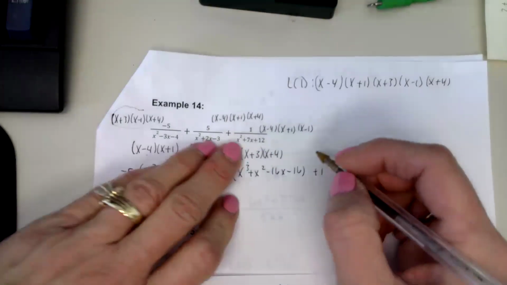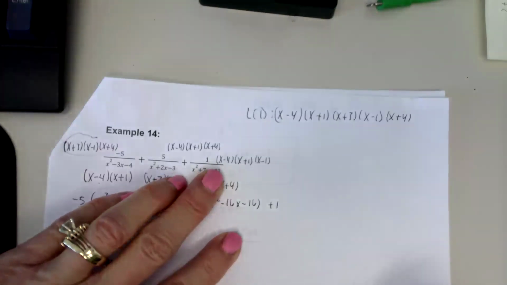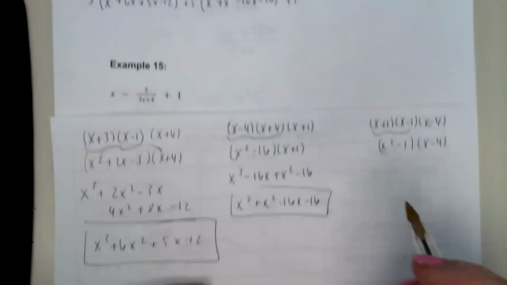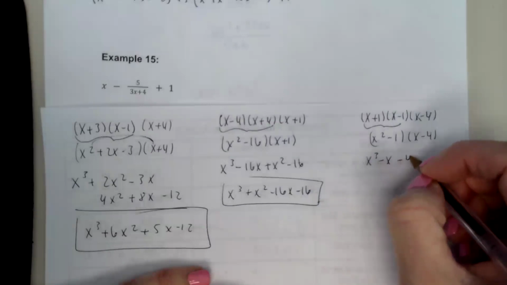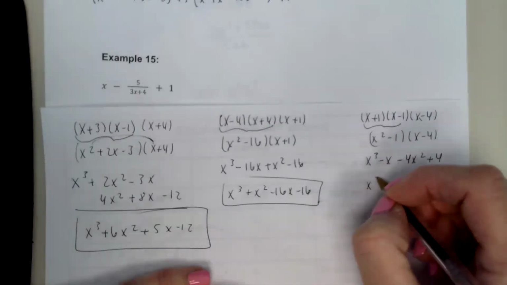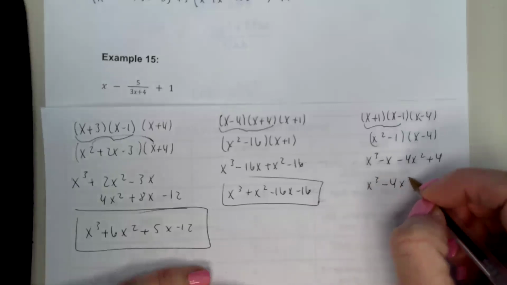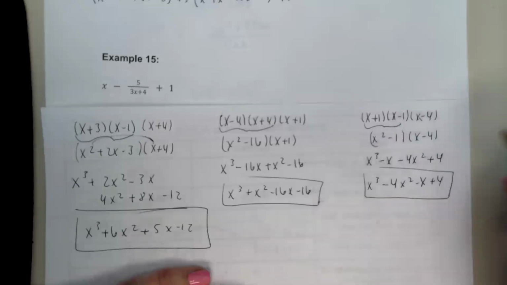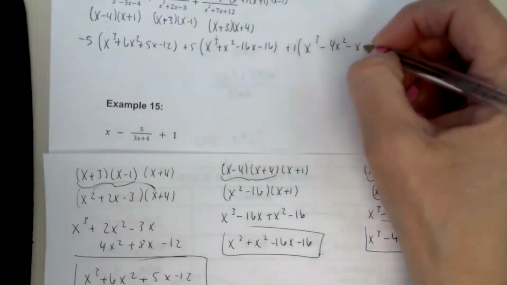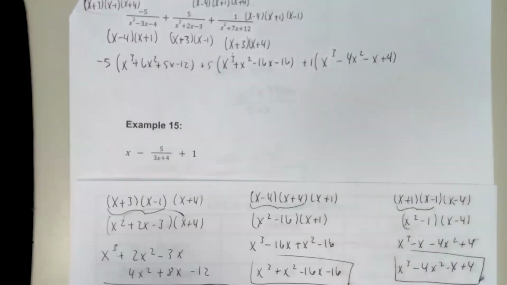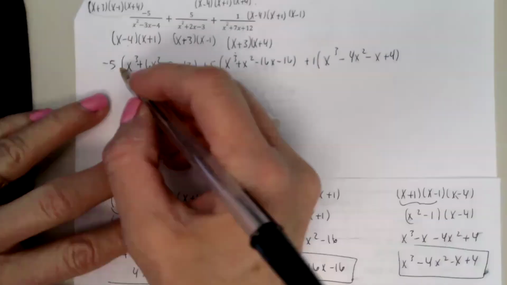And then the last one is 1 plus, and then we've got x plus 1, x minus 1 times x minus 4. And so that's a difference of squares times x minus 4 on the third fraction. And so this will be x cubed minus x minus 4x squared plus 4. And in descending order, that's x cubed minus 4x squared minus x plus 4. And so that goes up here. And I'm going to not worry about my denominator at this point. I'm just kind of combining things.